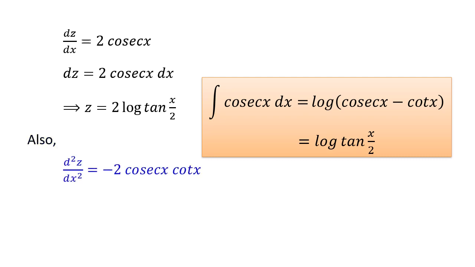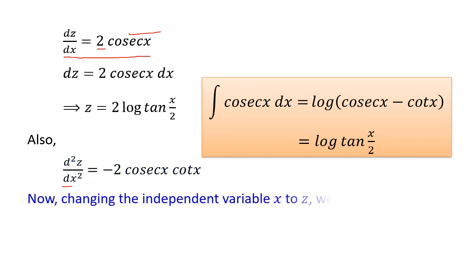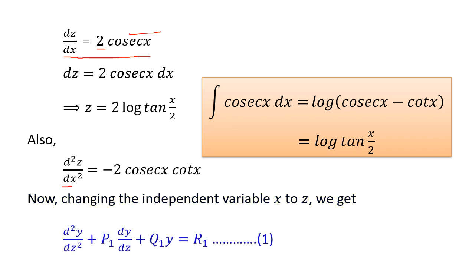Also we shall differentiate dz/dx with respect to x. Therefore, we get d²z/dx² = 2 times the derivative of cosec x, which is -cosec x cot x. Therefore, d²z/dx² = -2 cosec x cot x. Now changing the independent variable x to z, we get d²y/dz² + p1 dy/dz + q1 y = r1. We shall take this as equation 1.